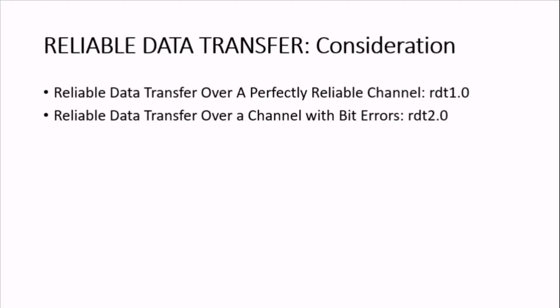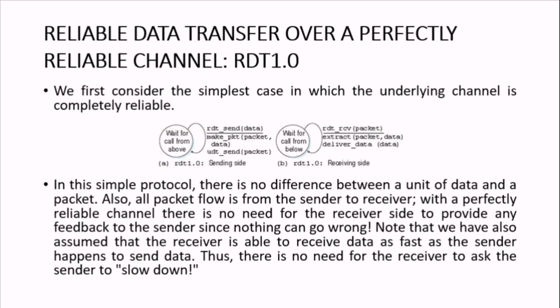Okay, let's look into these two considerations for reliable data transfer. The first is reliable data transfer over a perfectly reliable channel, RDT 1.0, and the second is reliable data transfer over a channel with bit errors, RDT 2.0. We're going to look at RDT 1.0 first.